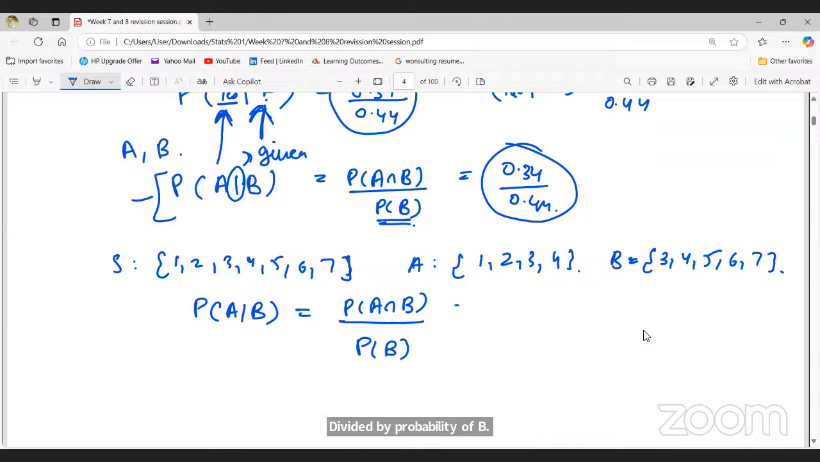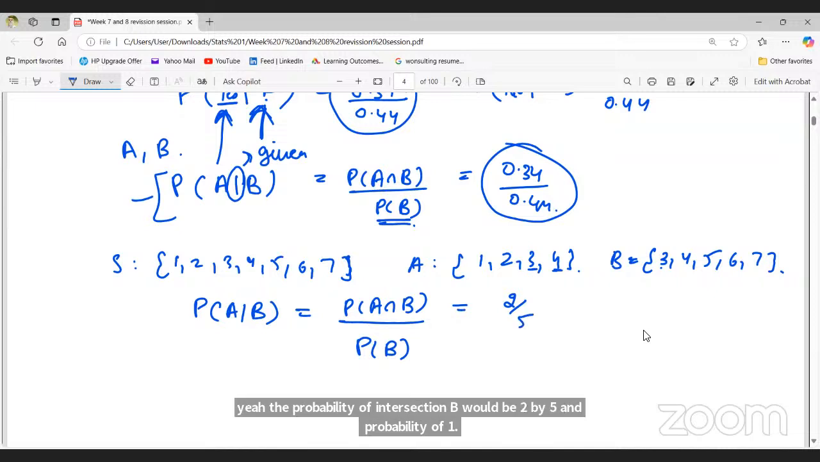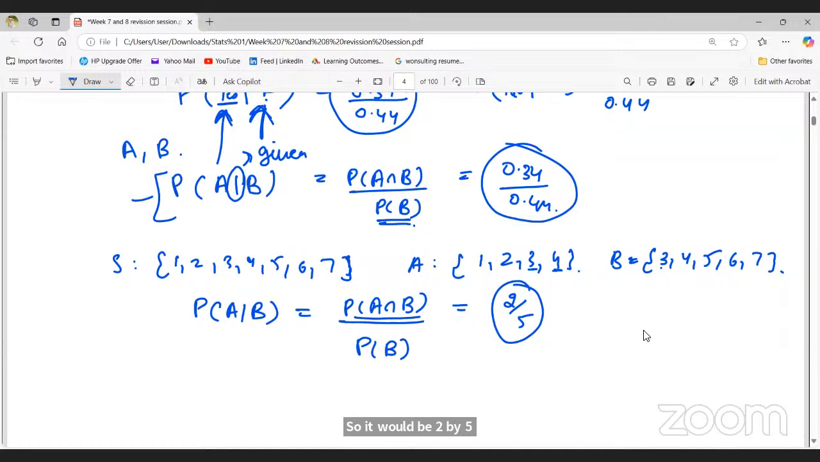Correct. So A intersection B would be 3 and 4, that is 2 elements, and B has 5 elements, so it would be 2 by 5. The probability of A given B would be 2 by 5, that is, the probability of A intersection B divided by the probability of B.